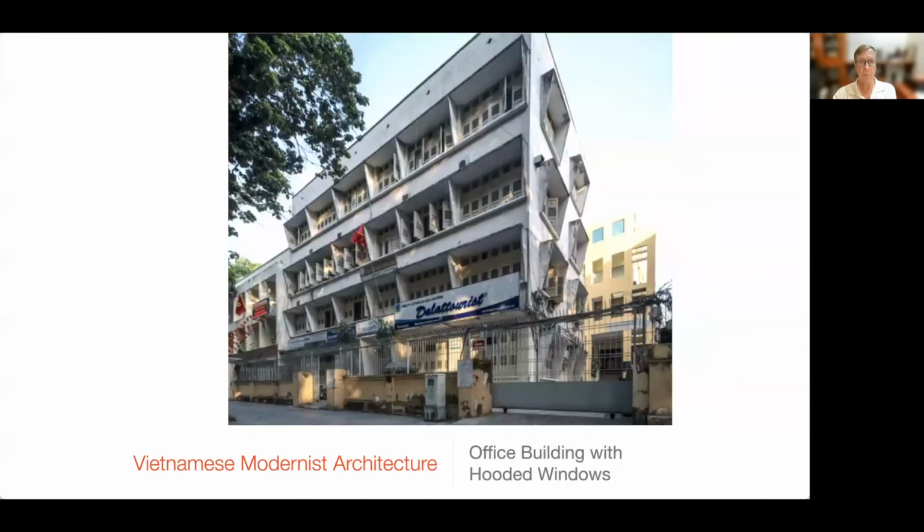Rain shells above openings or hoods around windows also provide shading over openings, as well as directing the torrential rains away from the openings.